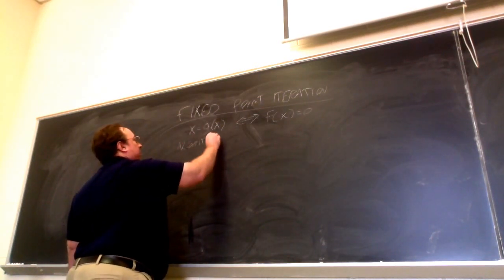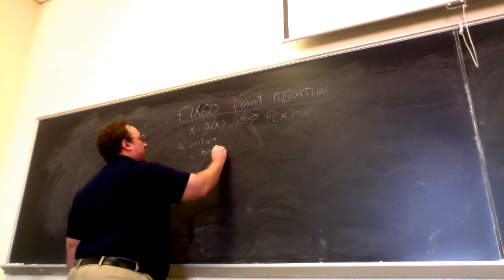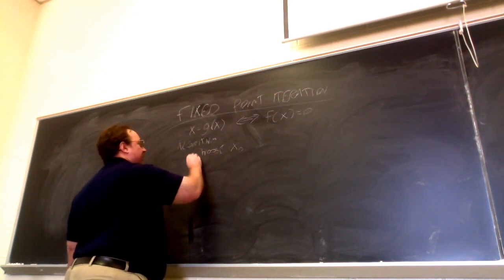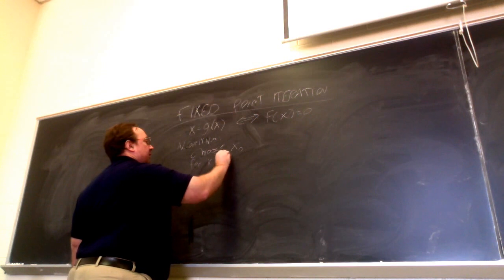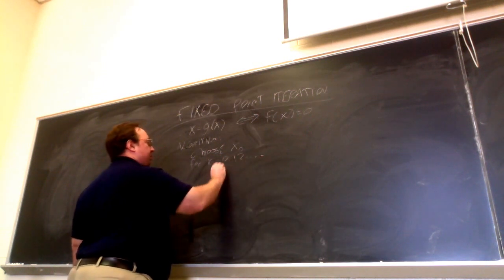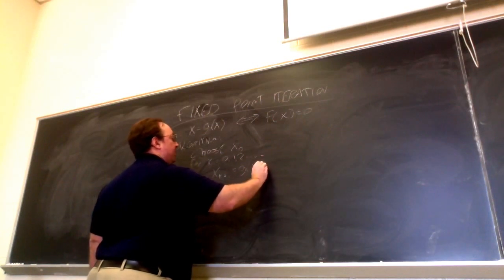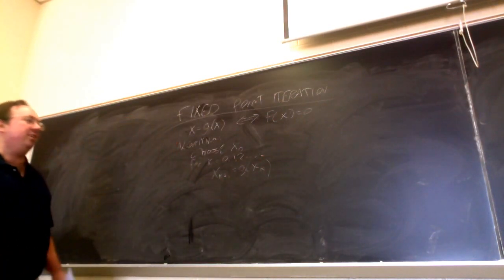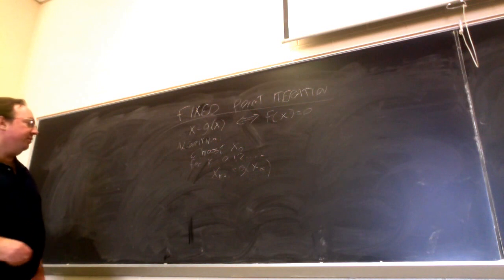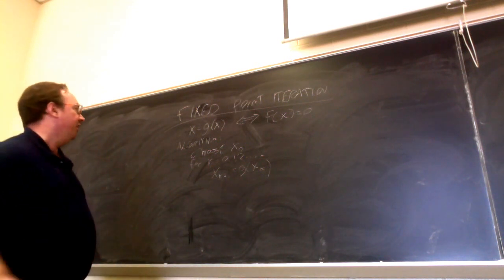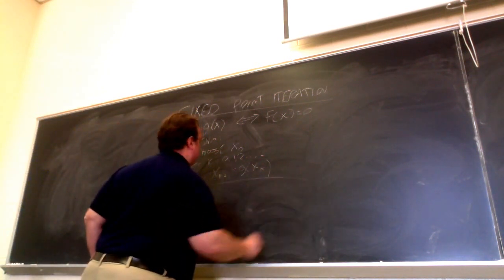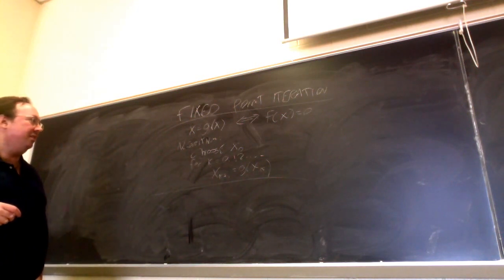So the algorithm: choose x naught, and then you have a loop. Each new x is just g evaluated at the old x, and you keep going until it converges, if it converges. That's it. That's the whole algorithm. And you would check for convergence, but that's the gist.